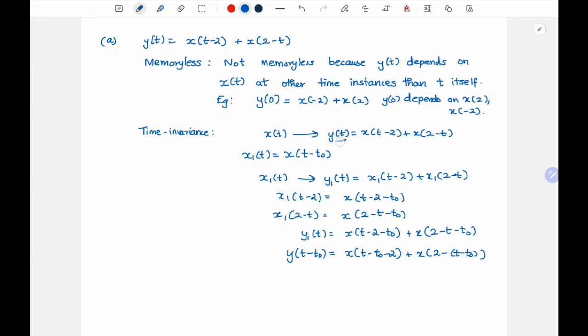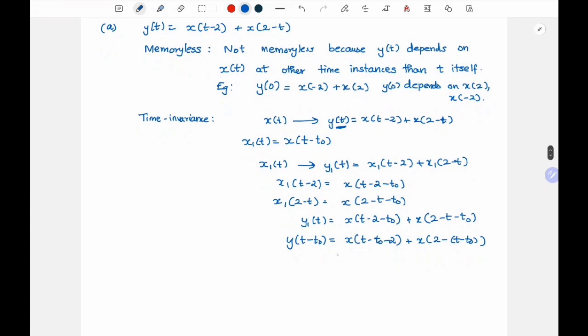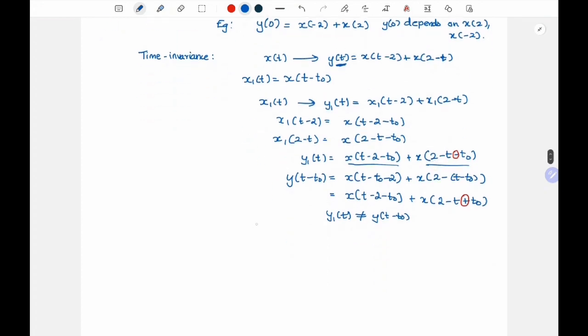So you are actually replacing your t with t minus t naught. So it's minus t here, and it will be replaced with minus of t minus t naught. So what will this come to be? This is x of t minus 2 minus t naught. Let's try to write it in this form. Plus x of 2 minus t plus t naught. You see the difference? Here it is minus and here it is plus. So y1 of t is not equal to y of t minus t naught. So it is time varying.